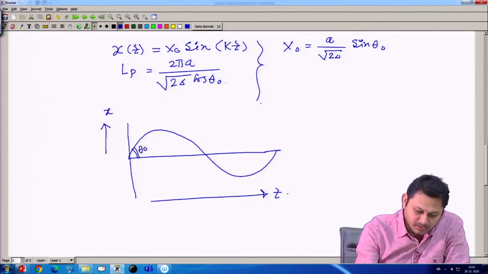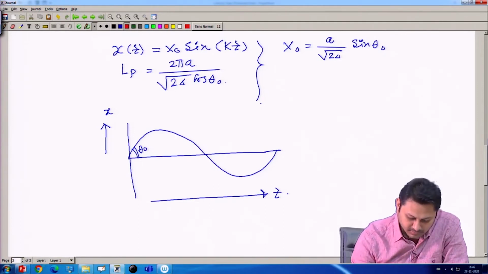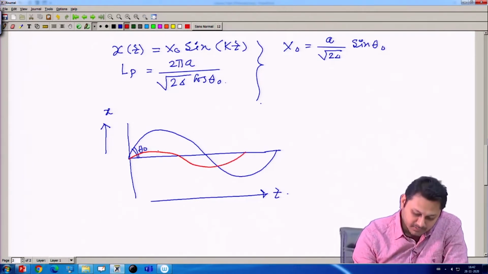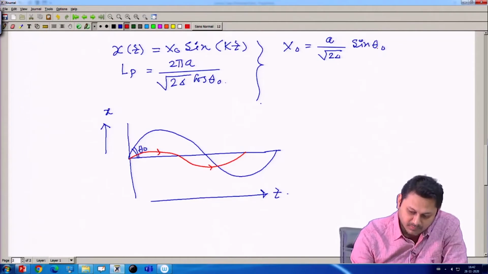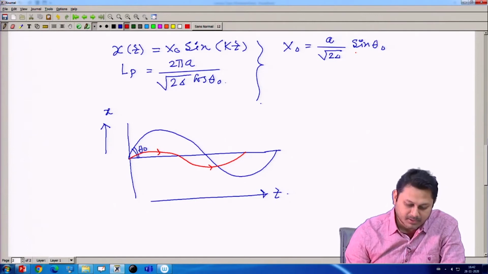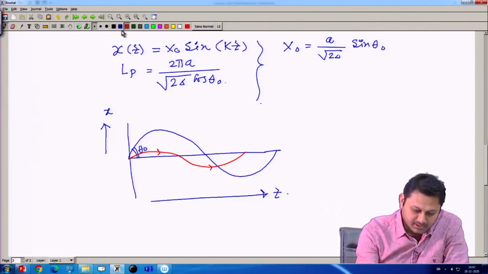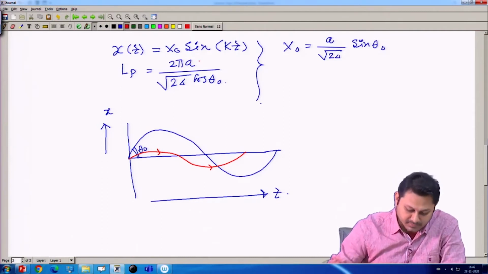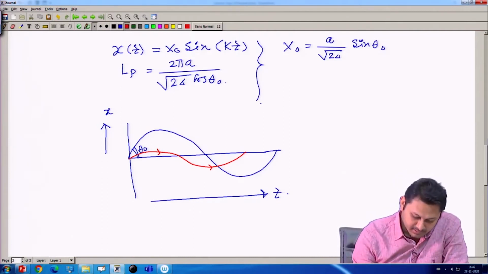theta 0. Now, if I launch a smaller theta 0, then I should have a smaller period, because if theta 0 is smaller, then cos theta 0 again will be higher and I should have a lower LP. So, in first case whatever the LP I calculate, in second case the LP will be different because of the launching angle. Now, suppose this launching angle is theta 0 prime, when theta 0 prime is less than theta 0.